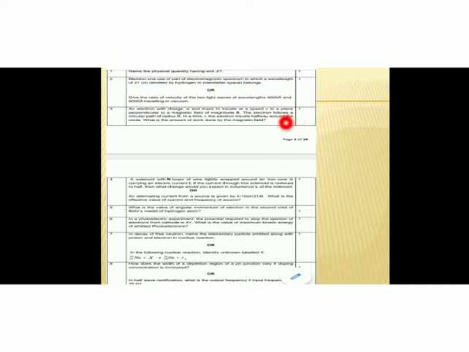This is also a tricky question. Whatever data are mentioned here, all are unnecessary actually. Here, what is the amount of work done by the magnetic field? See, what is the amount of work done? I will say the work done by the magnetic field is 0. Why?